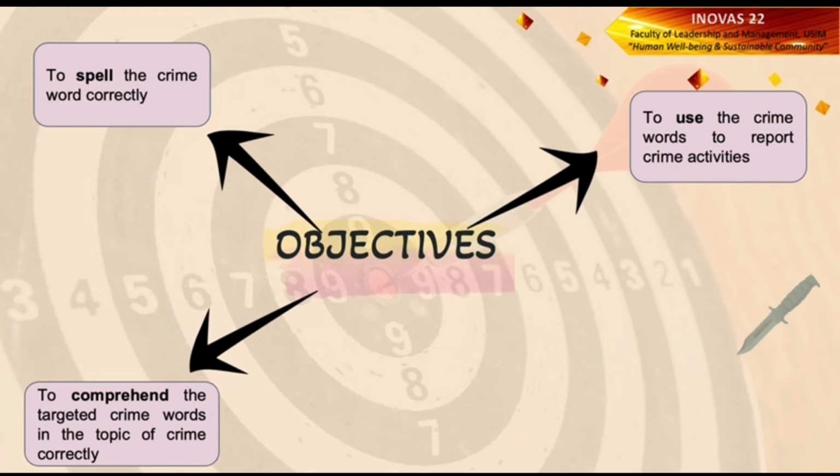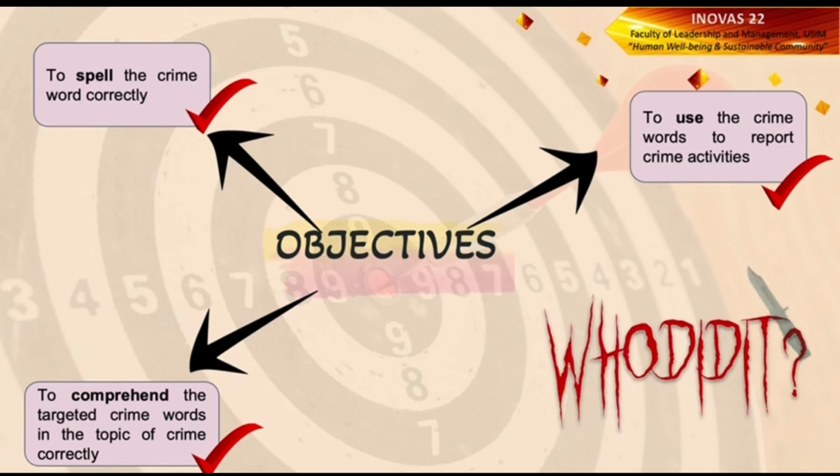These are the objectives of Who Did It: to spell the crime words correctly, to comprehend the targeted crime words in the topic of crime correctly, and to use the crime words to report crime activities.